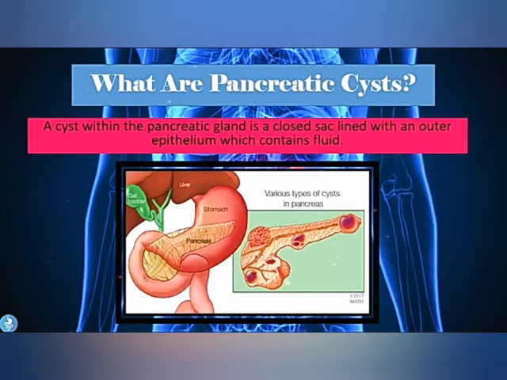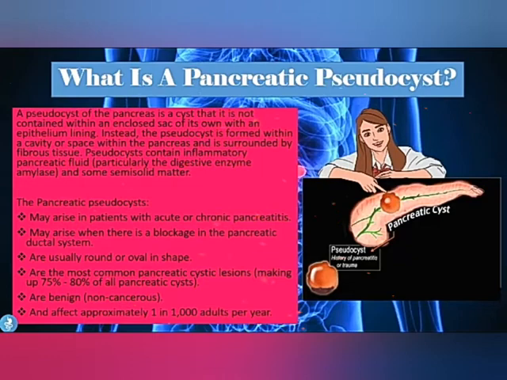So let's take a closer look at what a pancreatic pseudocyst is. A pseudocyst of the pancreas is a cyst that is not contained within an enclosed sac of its own with an epithelial lining. Instead, the pseudocyst is formed within a cavity or space within the pancreas and is surrounded by fibrous tissue. So unlike the simple pancreatic cysts, the pseudocysts can form within any part of the pancreas in just a cavity or space, and it fills with fluid, and surrounding it is pancreatic fibrous tissue. It doesn't have that epithelium lining that the pancreatic cysts have.